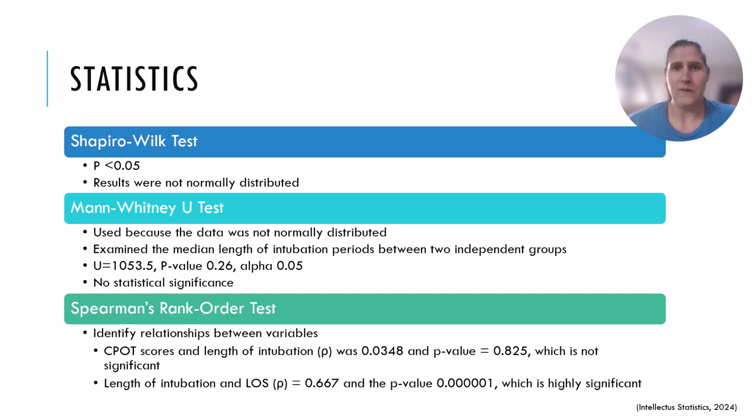The Mann-Whitney U test revealed a test statistic of U equaling 1053.5 and a p-value of 0.26. Since the p-value was greater than alpha, the project leader failed to reject the null hypothesis, indicating that there is no statistical significance in the intubation duration before and after the CPOT was standardized.